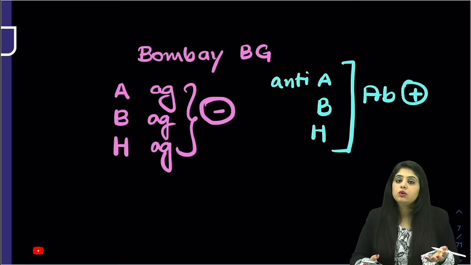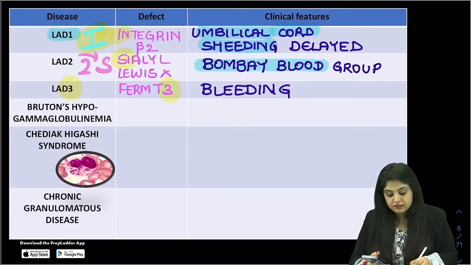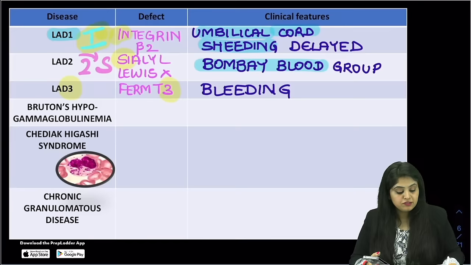If they don't want to give you the exact words Bombay blood group, they'll say there's a person who has no antigens on the RBCs and has all the antibodies present in the blood. That's a classical history for Bombay blood group. That is associated with LAD 2. Coming to LAD 3, there's a bleeding history given.